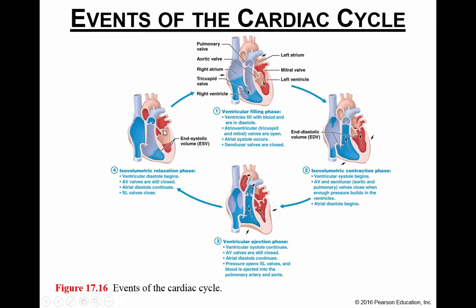The AV valves closed. The pressure's low enough here in the ventricles that the semilunar valves are closed. And this is when the atria is still in diastole. They're filling up, but all the valves are closed. And then it starts over.